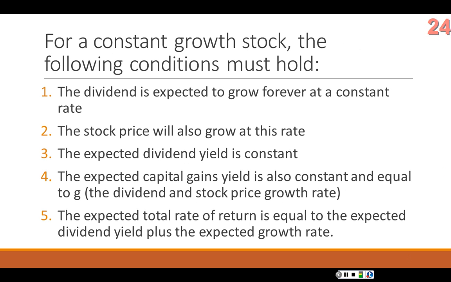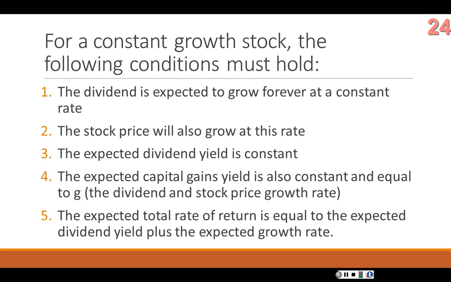So for a constant growth stock, the following conditions must hold. These generally do hold for large mature companies. 1. The dividend is expected to grow forever at a constant rate. The stock price will also grow at this rate. The expected dividend yield is constant. The expected capital gains yield is constant and equal to the growth rate. And the expected total rate of return is equal to the expected dividend yield plus the expected growth rate.